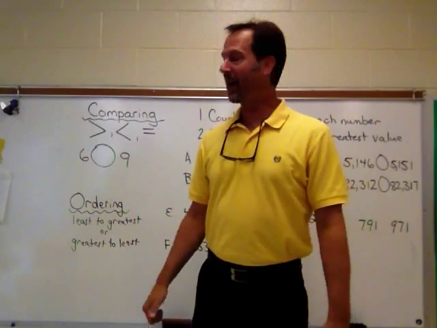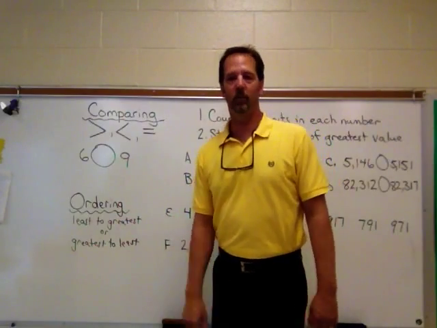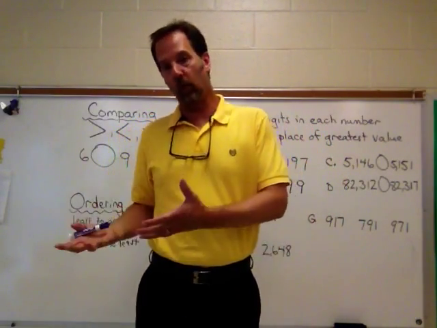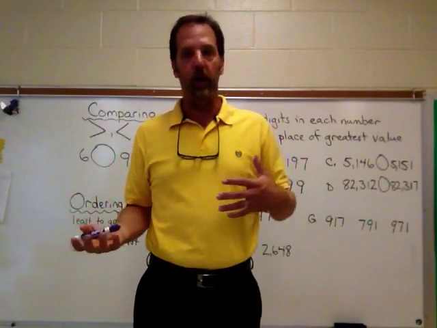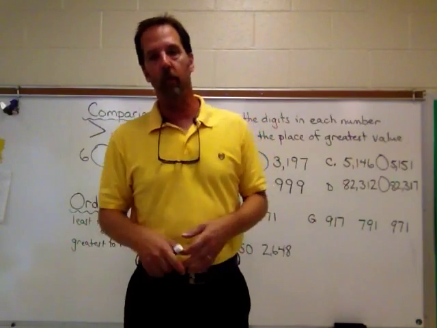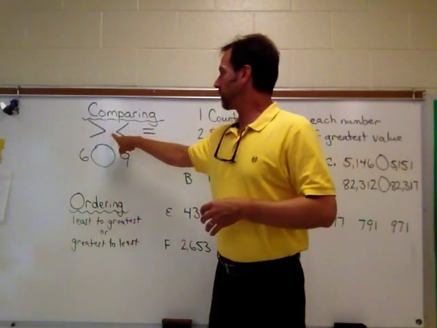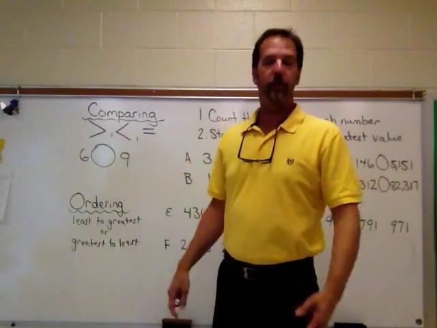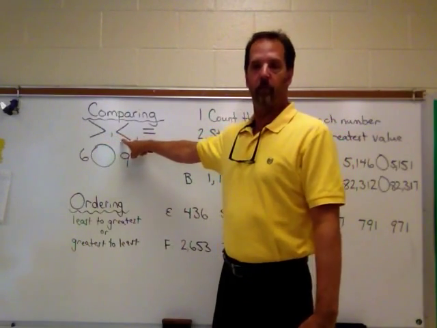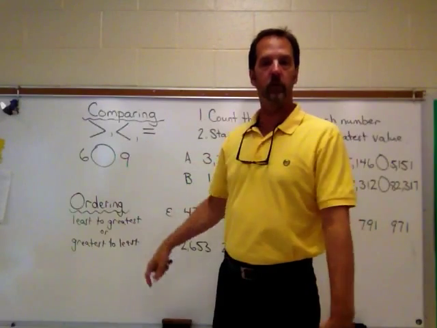Today we're going to talk about comparing and ordering numbers. When you compare numbers, what you're trying to do is find out which number is greater than the other number, which one's bigger, which one is smaller. To do that, we use three symbols when we compare numbers. We use these symbols that you see here, and I'm sure you're familiar with those. The greater than symbol, the less than symbol, and of course the equal sign if the numbers have the same value.